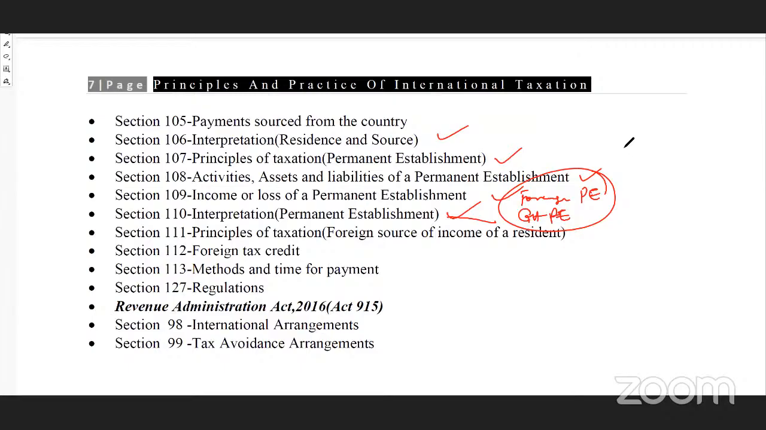A PE is simply a business of a non-resident person in another country. So if I'm in Ghana and someone else has a business in Ghana from another country and he's not resident, then that is a permanent establishment. He has established himself permanently in our country and he is doing business. If he has a fixed place available to him and it's at his disposal, then it constitutes a PE. And we must learn the rules around this.